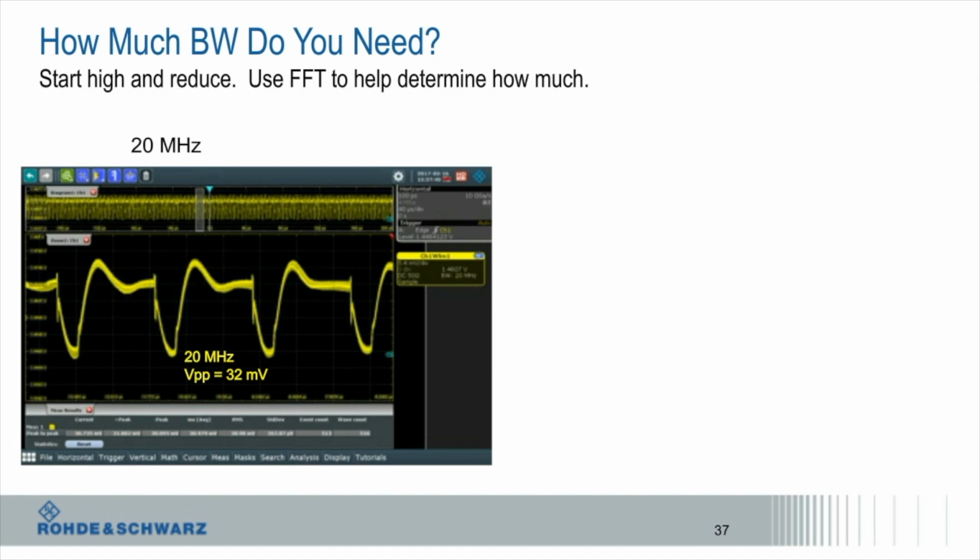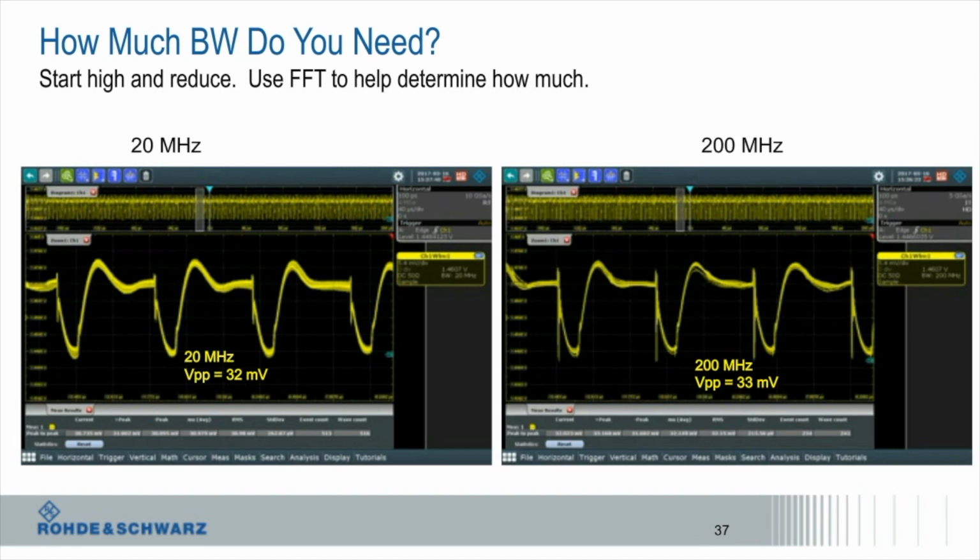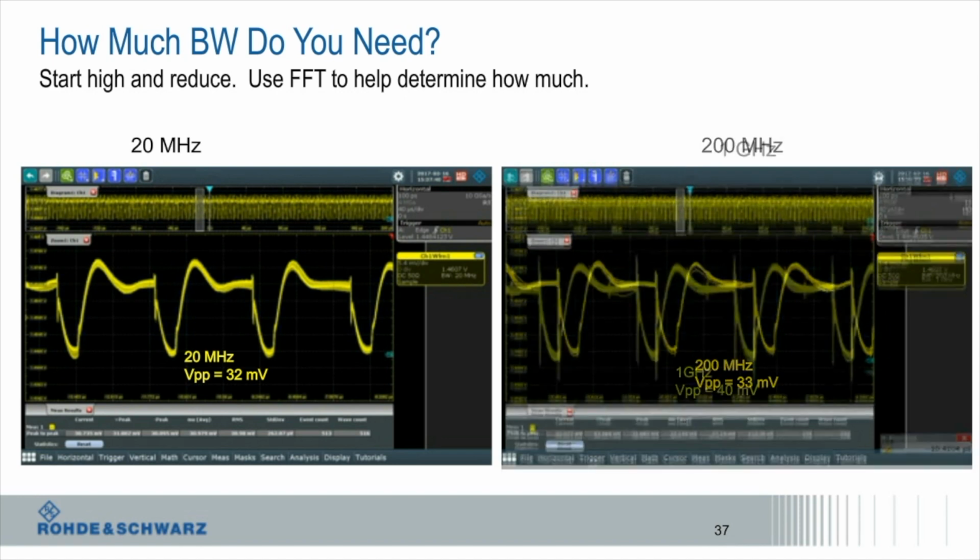One of the best ways of seeing how much bandwidth you need is simply to start with more bandwidth and see where your wave shape changes. So in this case, I now am looking at 200 megahertz of bandwidth. I can see changes in my wave shape. I have spikes or transients that were riding on the power rail that I couldn't see when I had 20 megahertz bandwidth limit. This tells me that I need at least 200 megahertz of bandwidth, but my peak-to-peak voltage didn't change sufficiently. Let's take another peek when we turn on 1 gigahertz of bandwidth.